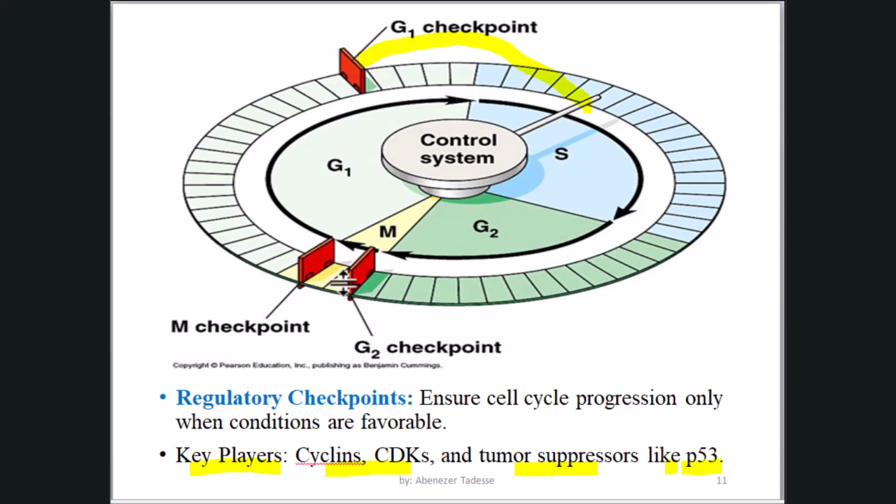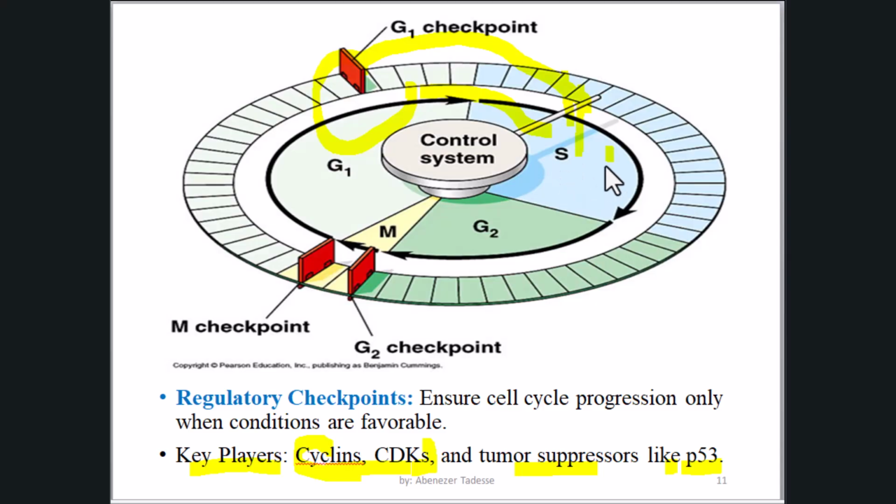Normally, for the transition, the cyclins and the cyclin-dependent kinases play an important role in moving the cell from the G1 phase to the S phase for growth, if the condition is favorable. But if the condition is not favorable, the tumor suppressor genes can prevent the cell from the transition from the G1 phase to the S phase. So once the cell is within the S phase, it will replicate.